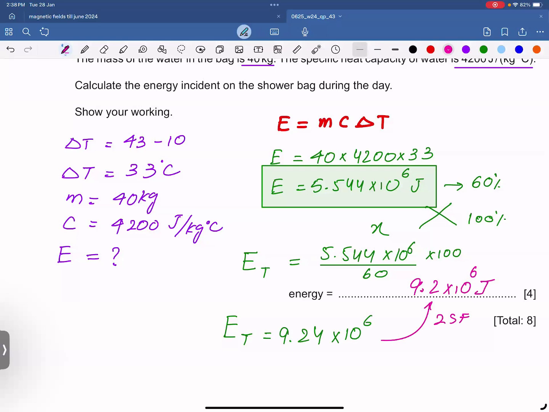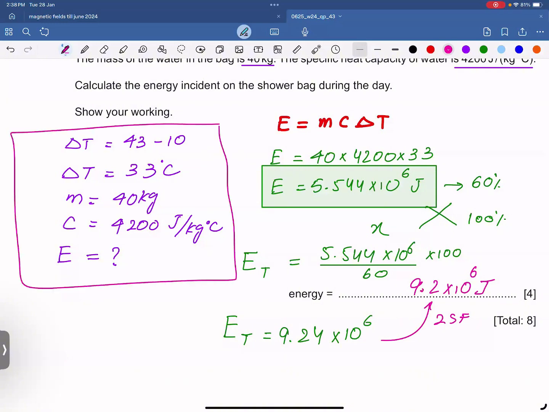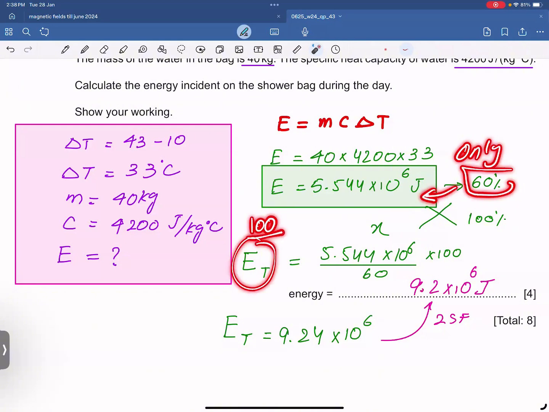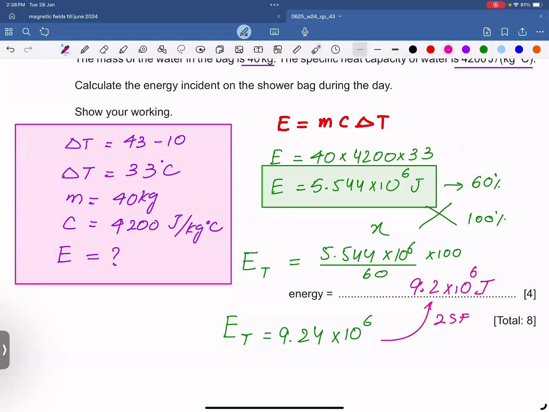Let's go to the next part. So what did we do? We organized the data first. That's the first step. After that, you found how much energy is absorbed, and then you found the 100% by dividing by 60, because only 60% was absorbed. So for the total, we need 100%. So we divided by 60, multiplied by 100, and you get the answer. Let's proceed to the next question, my dear students, which is question number 4.